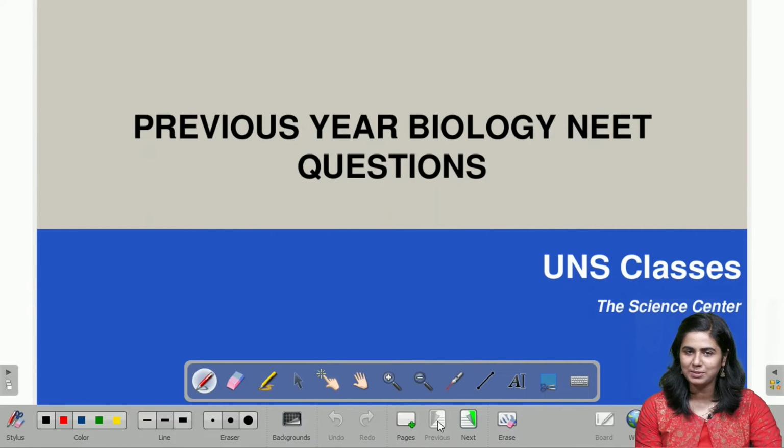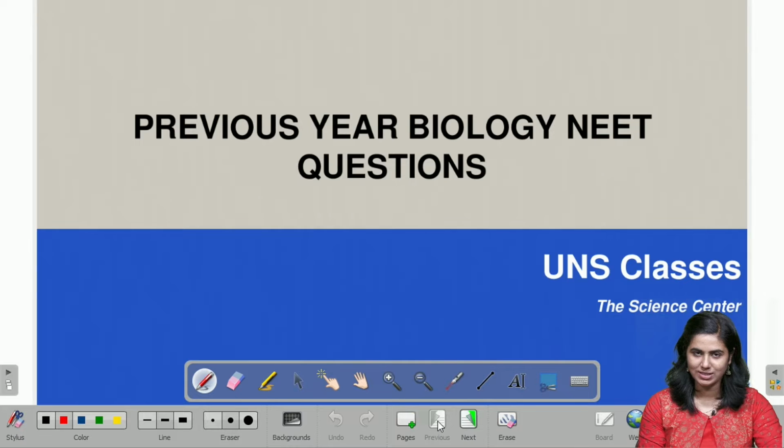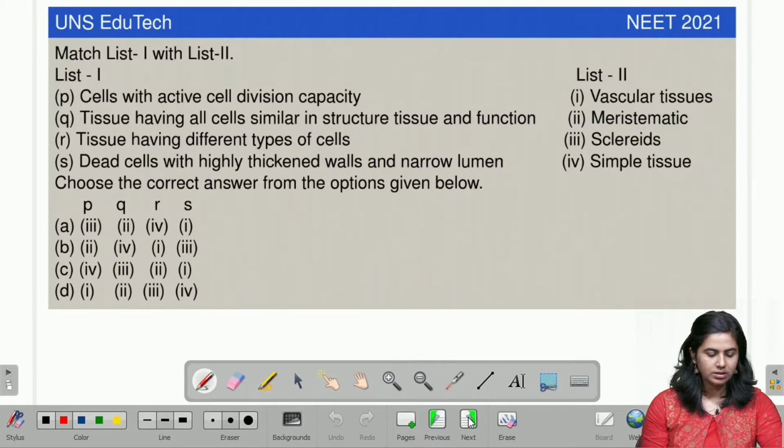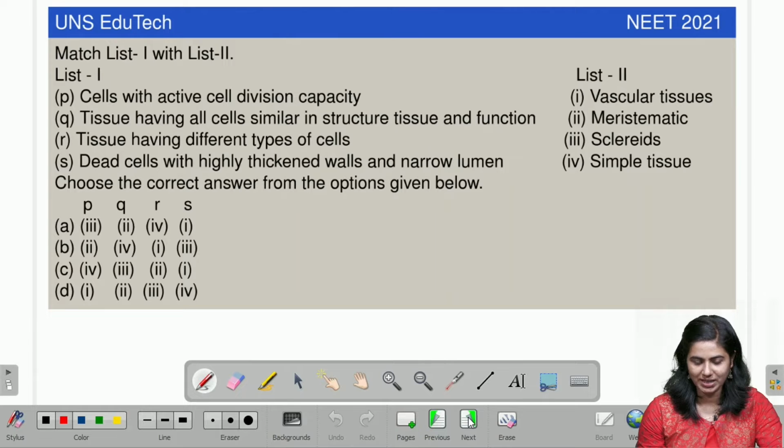We are again back with another previous year question. Let's see what the question is all about. Now, here the question is match the following. So, let's see what's on the left hand side and what's on the right hand side.